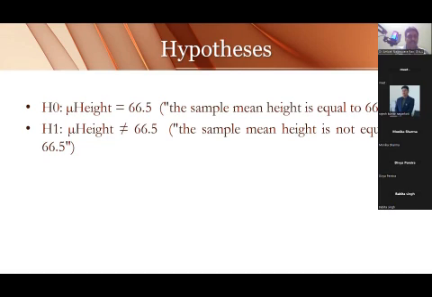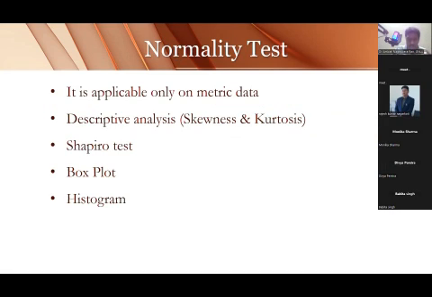So here my null hypothesis is that the sample mean height is equal to 66.5. The 66.5 is the population mean, okay? Whereas the sample mean is the data that I'm going to collect as a part of my research work. Now, when it comes to the alternative hypothesis, the sample mean height is not equal to 66.5.